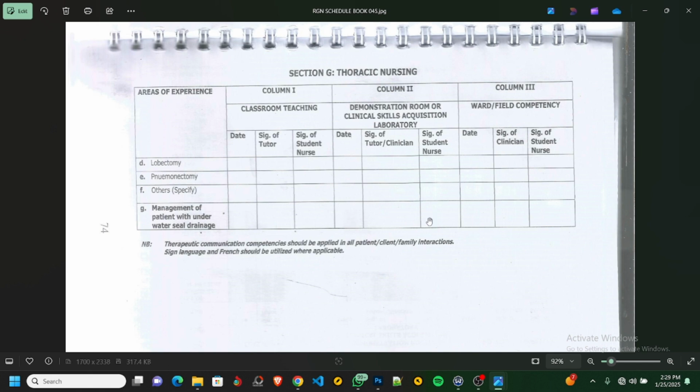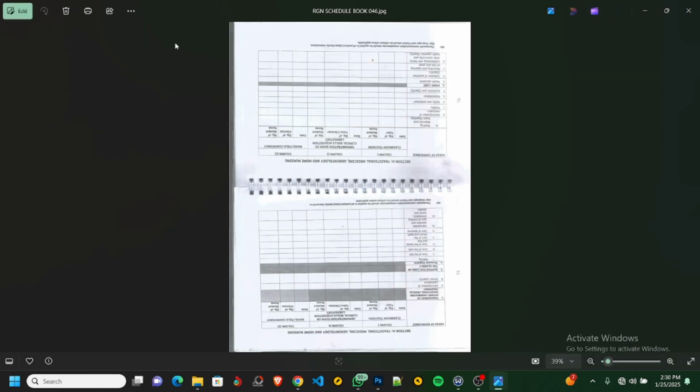So you'll be taught in the classroom, then you'll be demonstrated to in the skills lab or in the hospital, and then if you are able to also experience a patient like that, and you also did it, either you even did it with a team, but at least you have enough knowledge about it as to how to go by it. You can sign for the dates, then you sign and make sure the clinician also signs for you. So this is what we have for thoracic nursing.